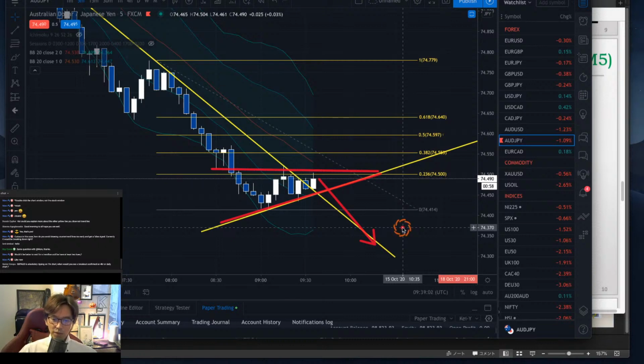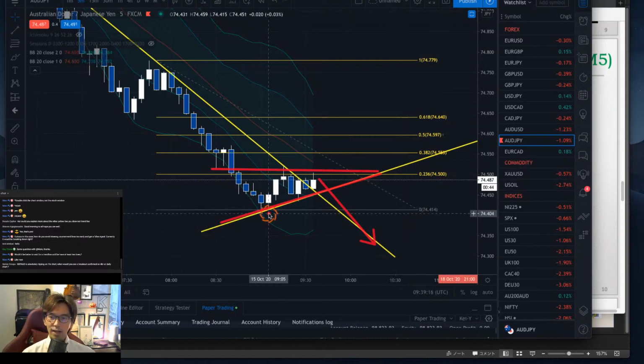Would it be better to wait for a trend line until we have at least two lows? Yeah, better to have at least two lows to be able to draw this kind of trend line. Yep, that's true.